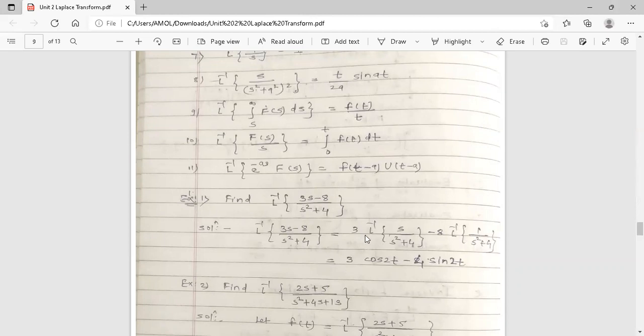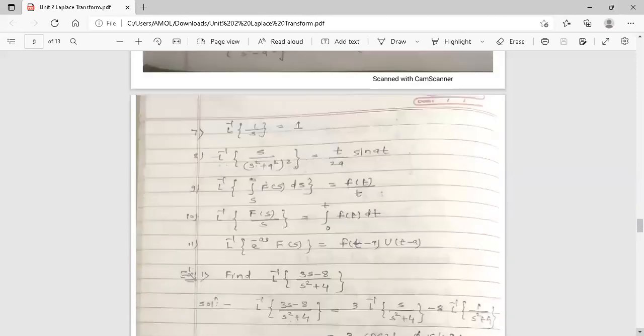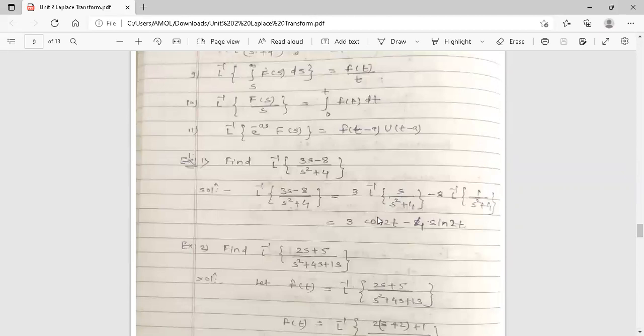It is equal to 3 into inverse Laplace transform of s upon s square plus 4. It is nothing but cos 2t, using the formula inverse Laplace transform of s upon s square plus a square is cos at. Okay, so the inverse Laplace transform of s upon s square plus 4 is cos 2t, minus 8 as it is. Inverse Laplace transform of 1 upon s square plus 4 is nothing but sine 2t upon 2. 8 upon 2 is 4. That's why the coefficient is 4 here. Because 1 upon s square plus 4, its inverse Laplace transform is sine 2t upon 2. And this 8 is there, so 8 upon 2 is 4. That's why the term is 4 here. So this is the inverse Laplace transform for 3s minus 8 upon s square plus 4.